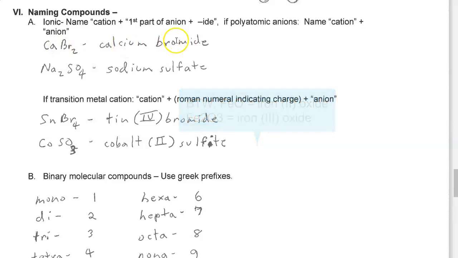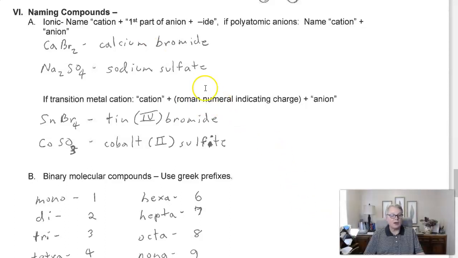Why did I call this calcium bromide? Why didn't I call that calcium(II) bromide? By the way, would it be wrong if I called that calcium(II) bromide? Yes, it would. This is just calcium bromide. Well, why? Well, because calcium always forms +2. All those elements in group 2 always form +2 ions. So I don't have to put the 2 there. It's redundant. It's just calcium bromide.